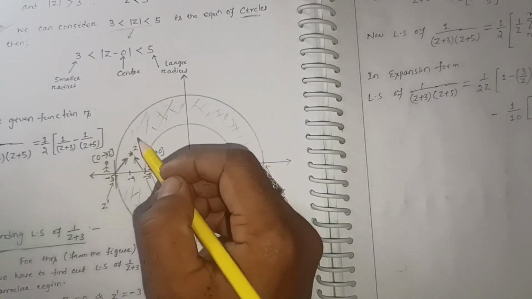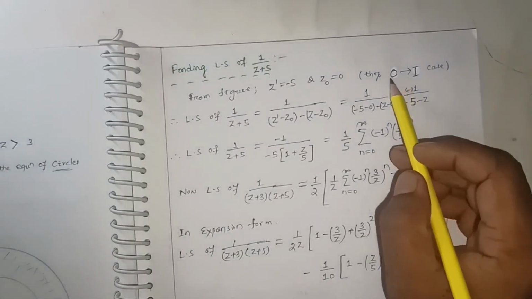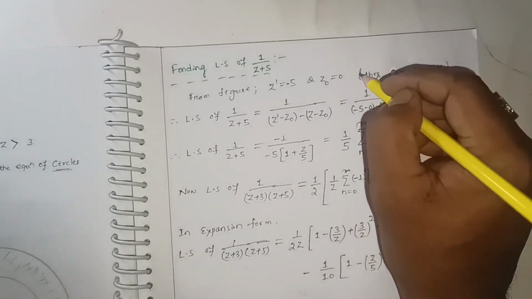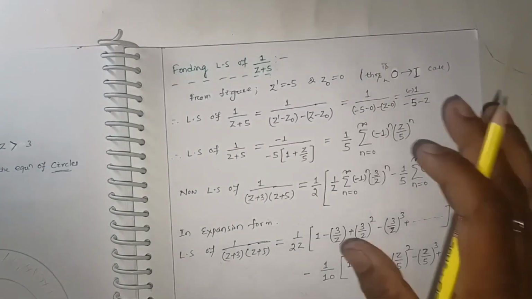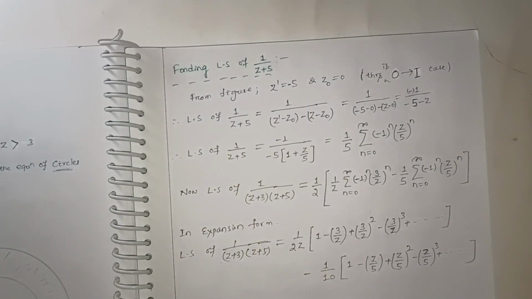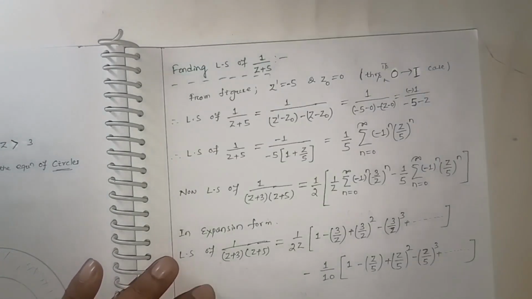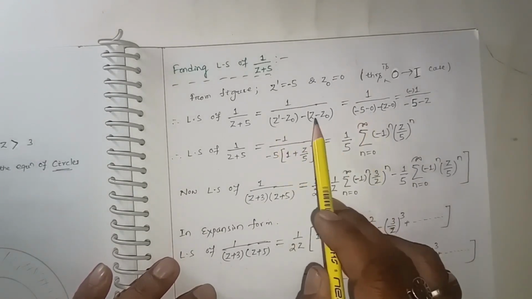That means out to in situation. So the out to in case will be applied over here. For this case, I have written shortly "out to in" in brackets. Okay. So the Laurent series of 1 by z plus 5 will be written for the out to in case, meaning z dash minus z0, same as z minus z0. Same thing, it has been written: z dash is minus 5, z0 is 0.